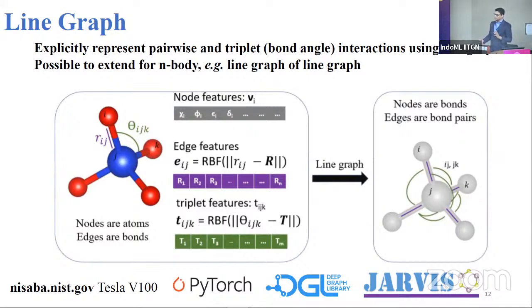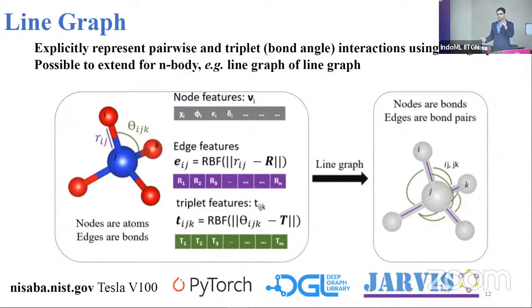But now consider a graph where the edges become the nodes and the edge pairs become the edges, okay? So a line graph is a graph of a graph which gives you angles. So if you take this atomistic graph where nodes were atoms and edges were bonds, and consider this graph where nodes are the bonds and edges are bond pairs, then you get a new graph where you can capture the 3-body interaction. So this way you can get the angles in the atomic structure.